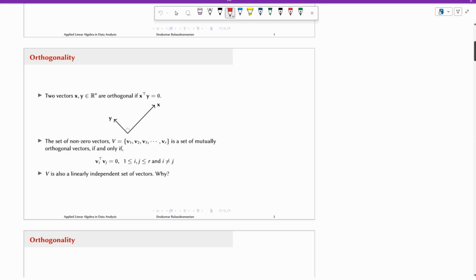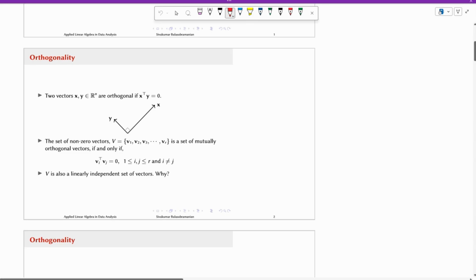If two vectors are perpendicular, then one way to think about it is they don't contain any mutual information. But if they are not perpendicular, both of them have some common directionality. That means they share some common information. That is why this idea of orthogonality is very important.